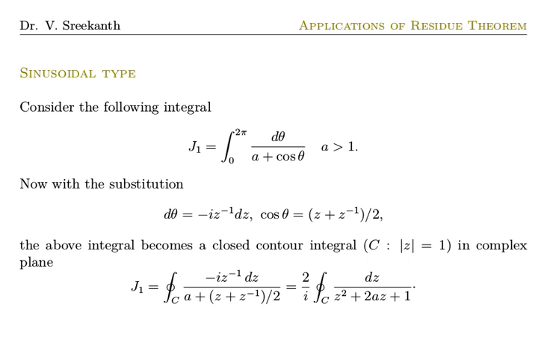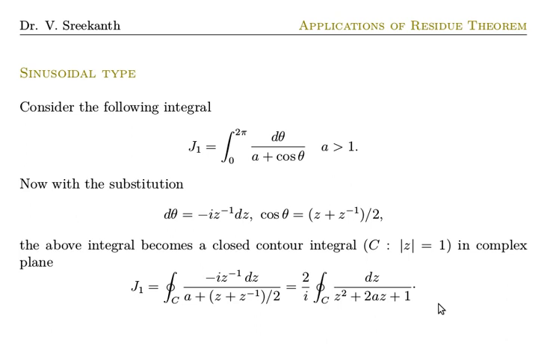Now the closed contour C is nothing but a unit circle, right? Mod z equal to 1. This is what the new contour looks like. Now J1 becomes, I'm just substituting directly for d theta and cos theta, and then what you will get is this value. Rearranging it, I can write it as 2 by i closed integral over C dz by z square plus 2az plus 1. Now this is a very familiar thing that you just did, right? This is a normal contour integration, a normal complex integration with multiple poles. It's second order, so there will be 2 poles in it.